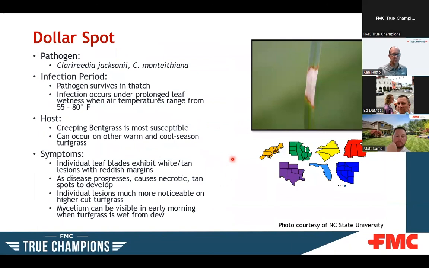Dollar spot is one that can occur on both cool and warm season turfgrass. It's probably a little more common during the growing season in cool season turf. On warm season turf, you may see this on Bermuda grass and zoysia grass in the spring. Typically, it's more prolonged in cool season turf, where you see temperatures in the 50 to 80 degree range under extended periods of leaf wetness.